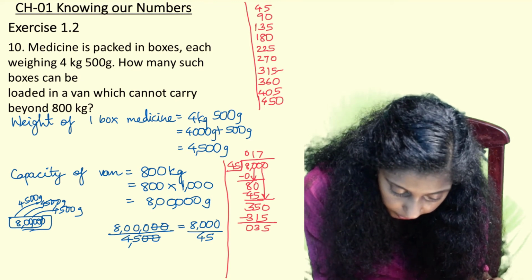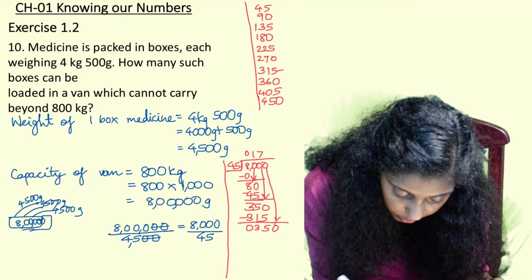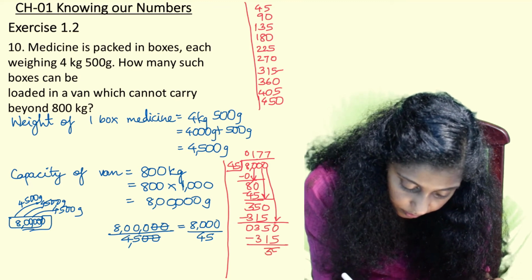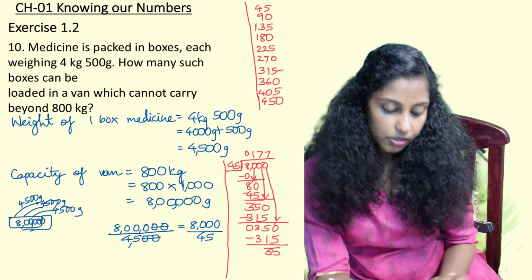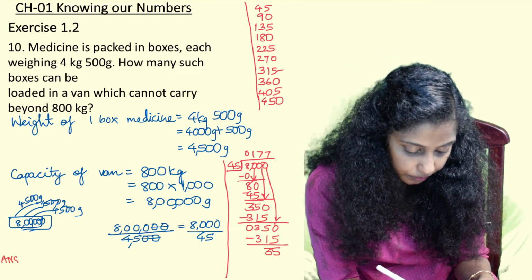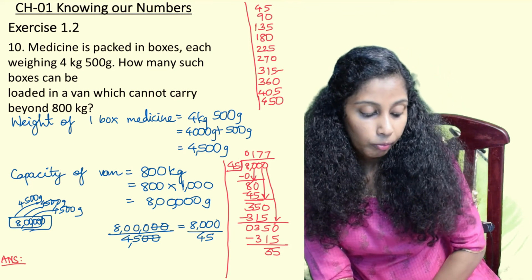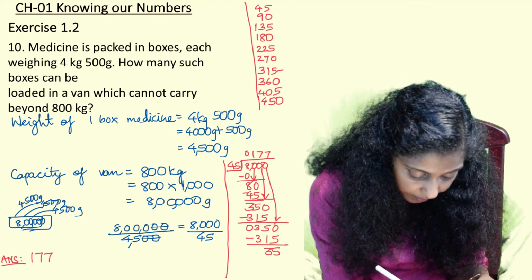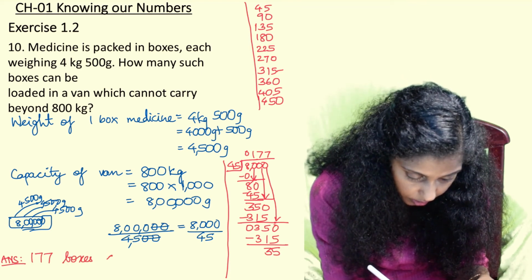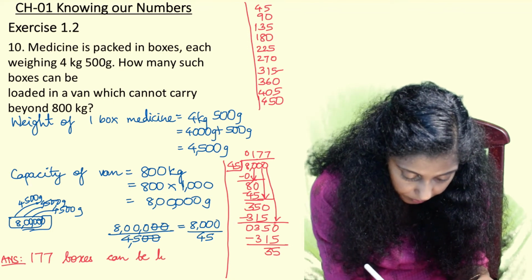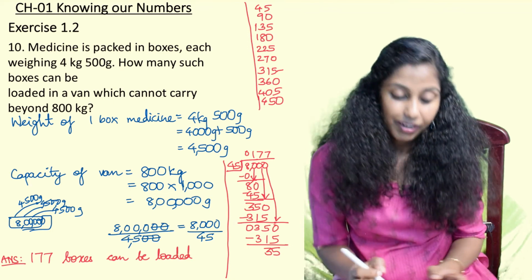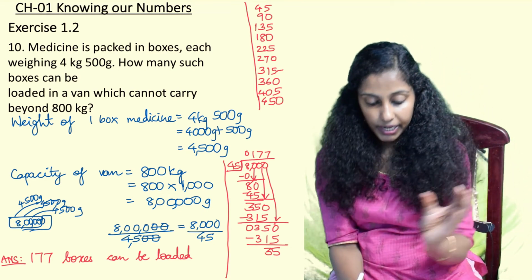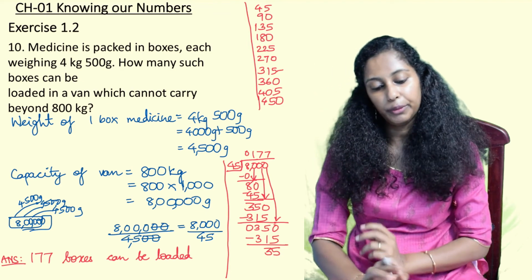Okay, you are borrowing, carrying and all that, and one more last 0 we take. So again 7s are 315 we get, and we get 35 as the remainder. So here ultimately we write the answer. How many such boxes? So we pack boxes of 4500 like that. 177 boxes can be loaded. After loading 177 boxes, each carrying 4,500 grams of medicine, extra 35 grams of medicine will be left.